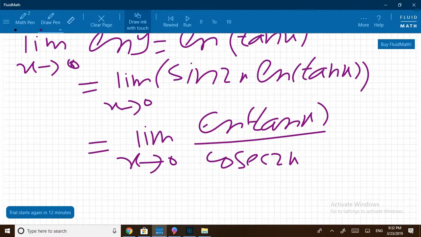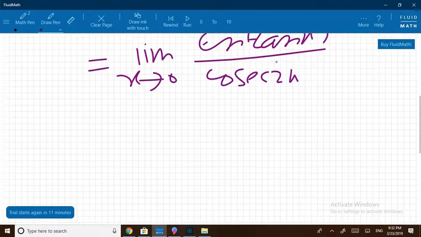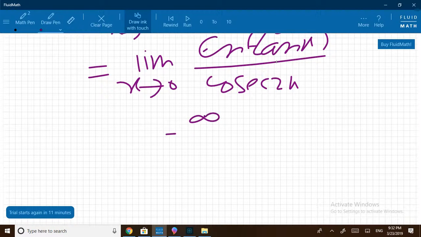Now check whether it is 0 divided by 0 form. When x is 0, 10x is 0, and natural log of 0 means infinity. Cosecant 0 is again infinity. So it is infinity divided by infinity form, which means indeterminate form. When we get an indeterminate form, we take the derivative of the numerator and the derivative of the denominator, which means we apply the L'Hopital rule.